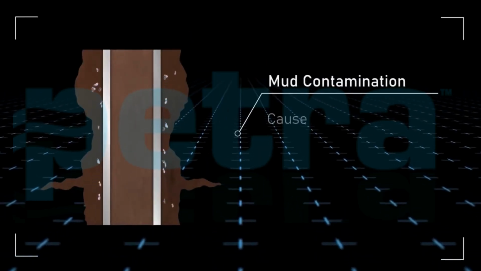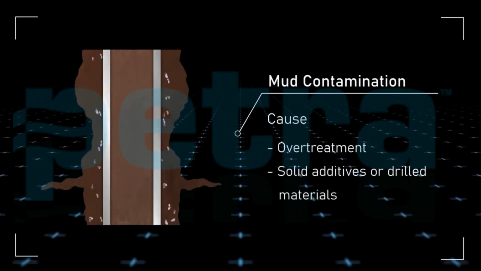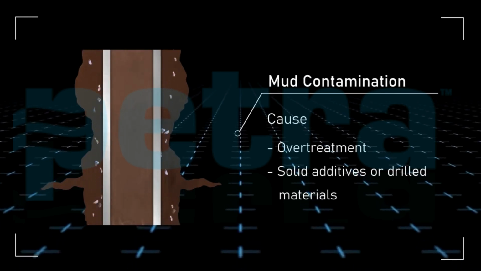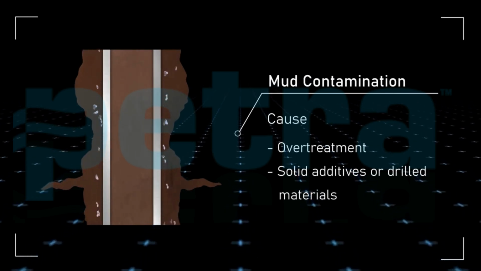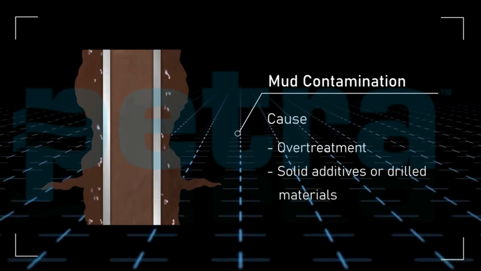Mud overtreatment, solid additives, or drilled materials accumulating in the mud system can all lead to mud contamination. Mud fluid thickening and an increase in viscosity during tests are a sign of mud contamination.